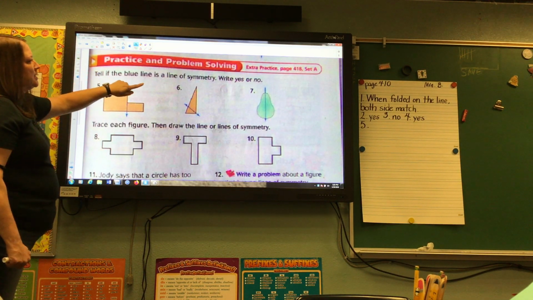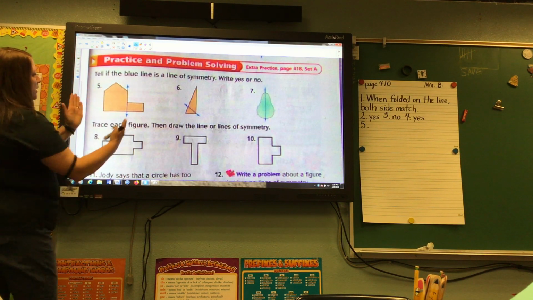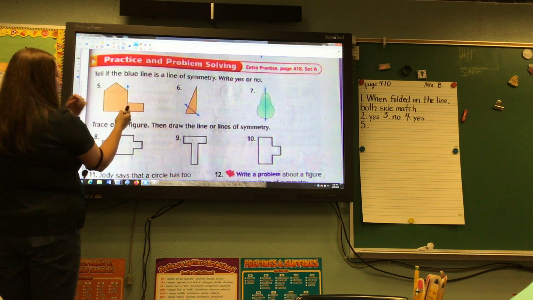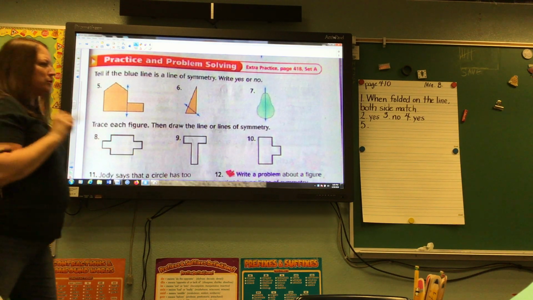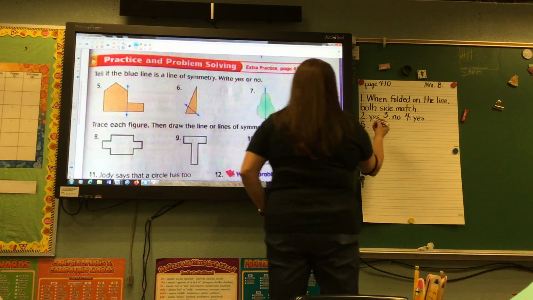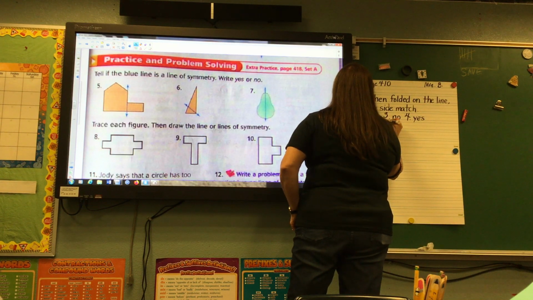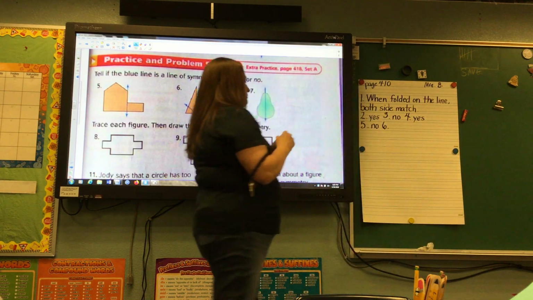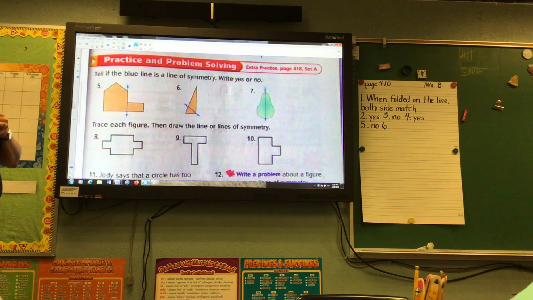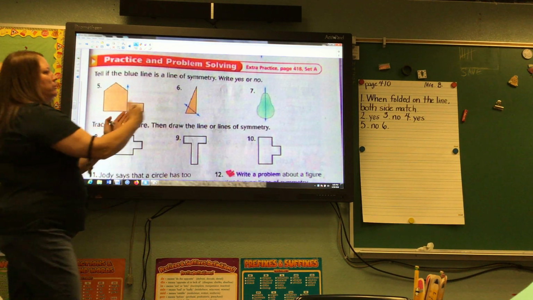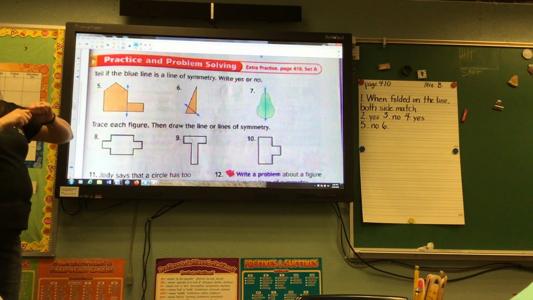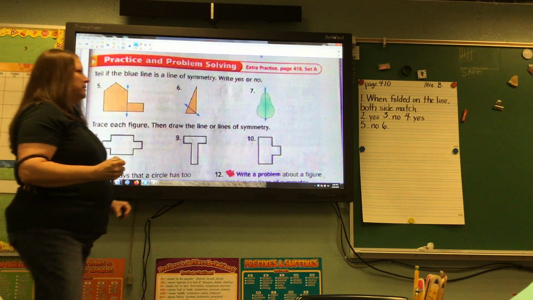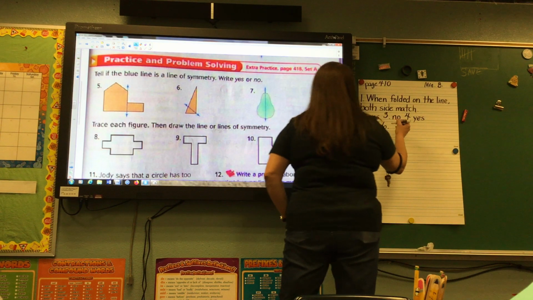Take a look at number 5. Tell if the blue line is a line of symmetry, right? Yes or no? Now, if I folded that shape on the blue line, would those match? Yes or no? If you said no, you're correct. Okay, let's go to number 6. Check out where the line is. If I folded this triangle on that line, would both sides match? Yes or no? No, so that is not a line of symmetry.